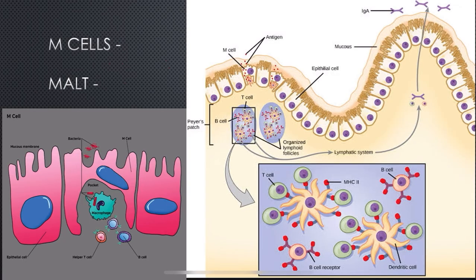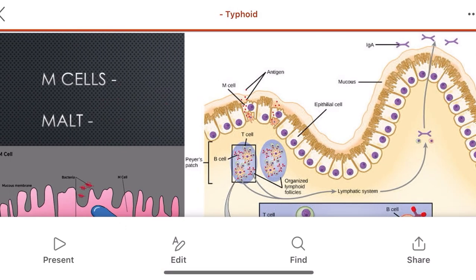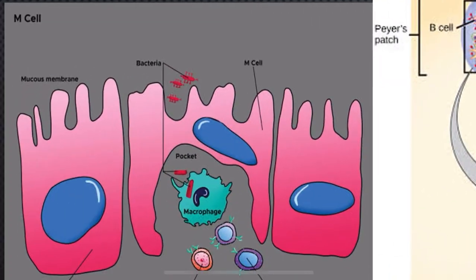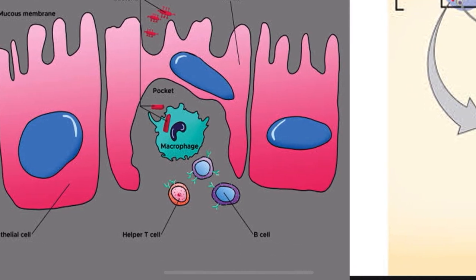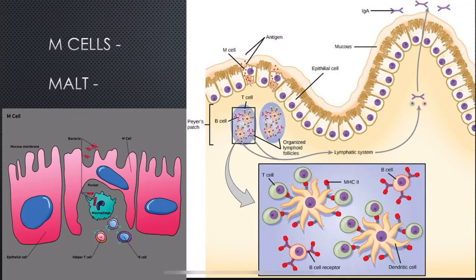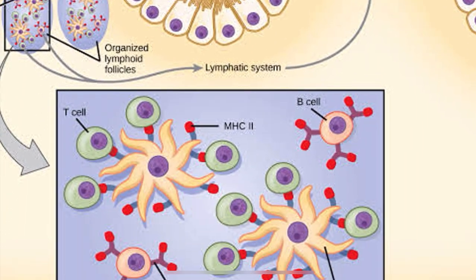Then you can see here the M cells and the MALT. As I told you, these are the M cells which are present on the mucous membrane. You can see the M cell here. Is it clear in the picture given? This is the M cell, and this is the bacteria which is traversing through the epithelial membrane, and it is presented to the lymphoid tissue which is present deep inside. Under the mucosa, there is a lymphoid tissue present. And you can see the M cells here, lymphatic system.